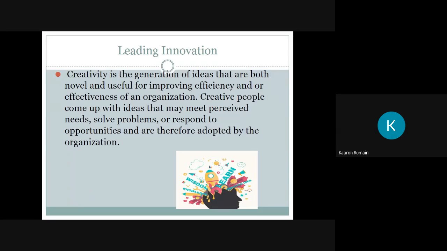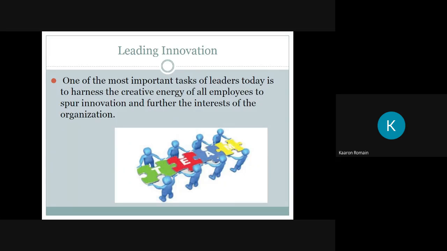Creativity is a generation of ideas that are both novel and useful for improving efficiency and/or effectiveness of an organization. Creative people come up with ideas that may meet perceived needs, solve problems, or respond to opportunities, and are therefore adopted by the organization. One of the most important tasks of leaders today is to harness the creative energy of all employees to spur innovation and further the interests of the organization.